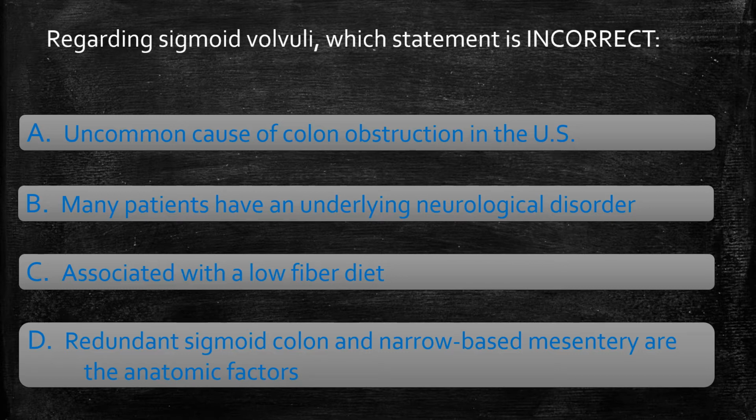D is important. This is the anatomic reason that a sigmoid volvulus occurs. This is an acquired condition. Patients have a very redundant sigmoid colon, and the mesentery is very narrow-based, allowing for the twist.